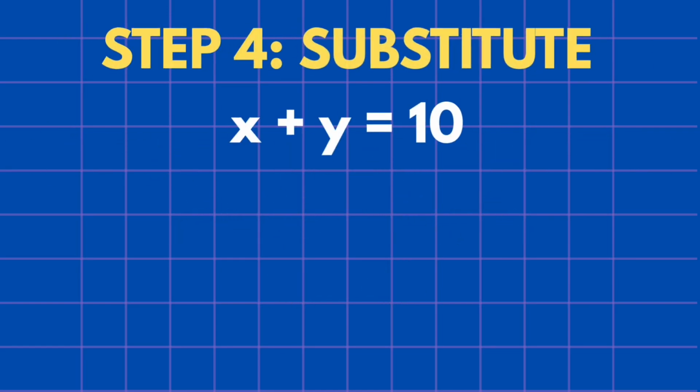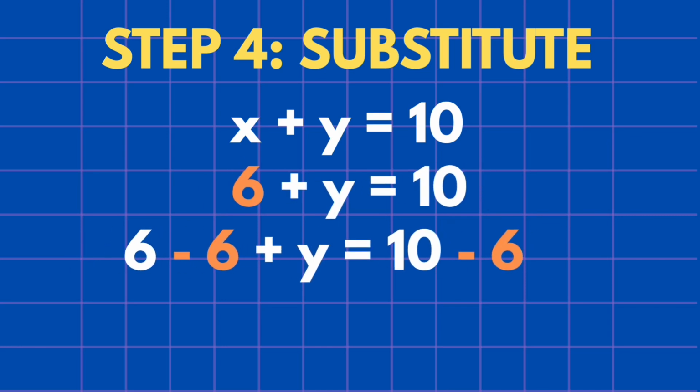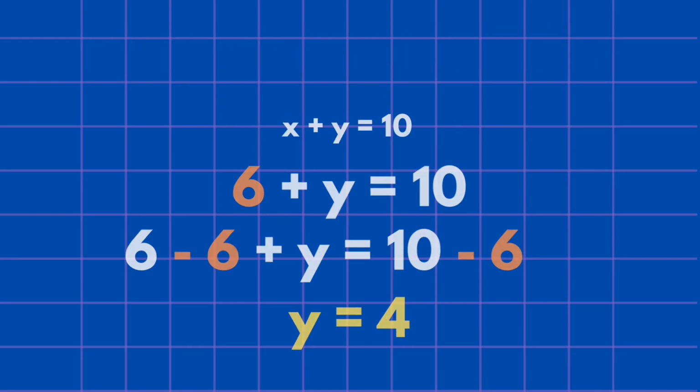Step 4 is to substitute. Using the first equation, x plus y is equal to 10, we can plug in the value we found for x into our equation. We get 6 plus y is equal to 10. We subtract 6 from each side to get y is equal to 4.